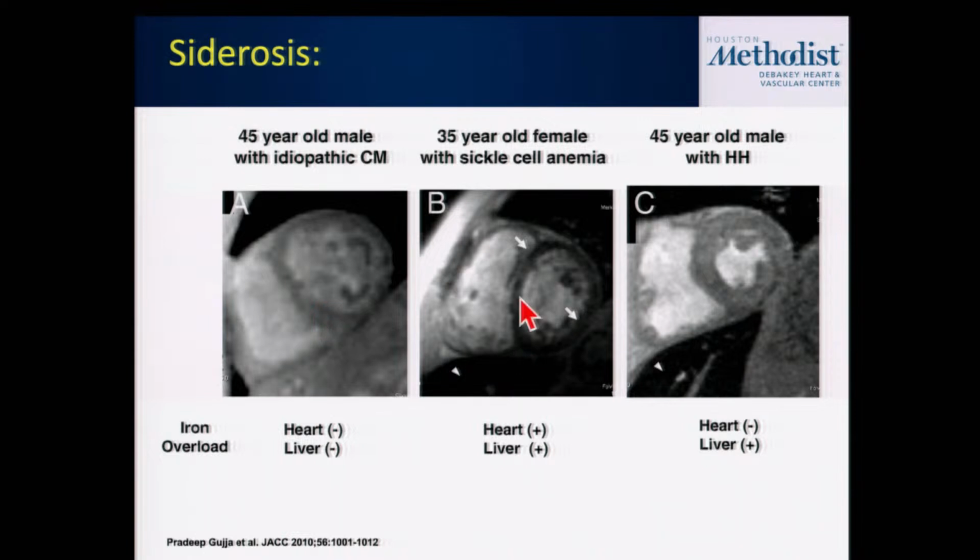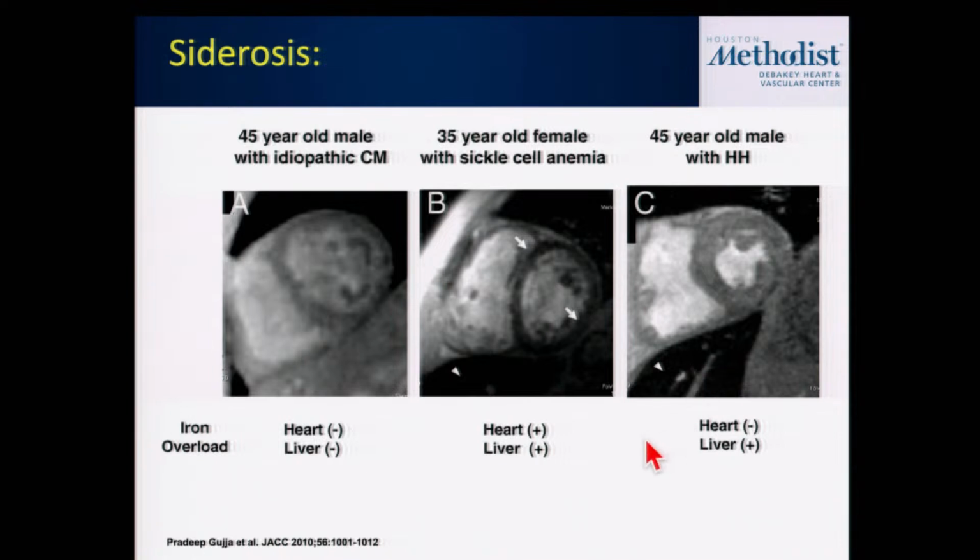And the patient in the middle here, who has sickle cell anemia, has received multiple blood transfusions. You can see the myocardium appears dark and the liver appears dark. And then the patient on the right-hand side, the myocardium does not appear dark, but the liver appears very dark.